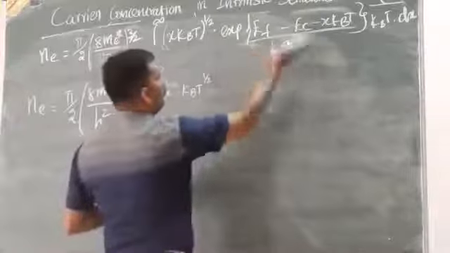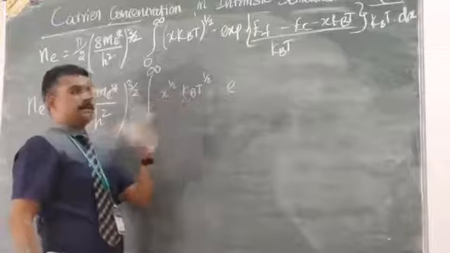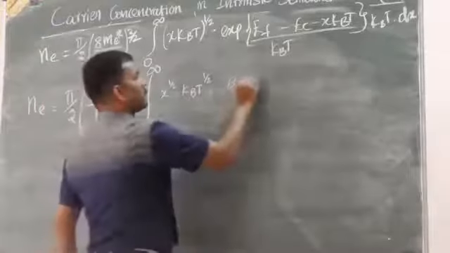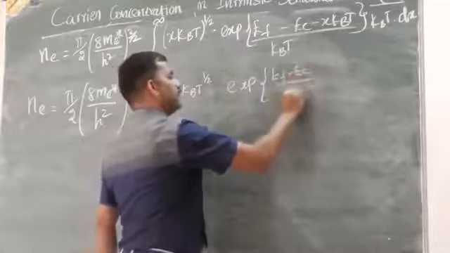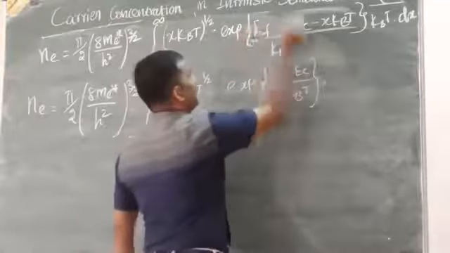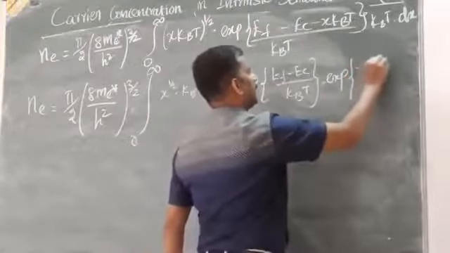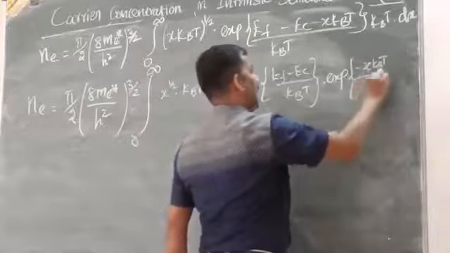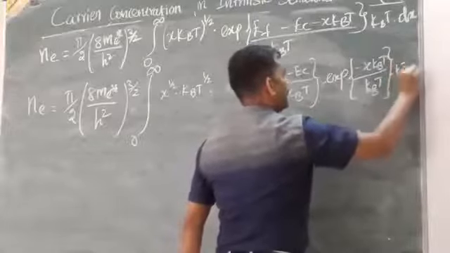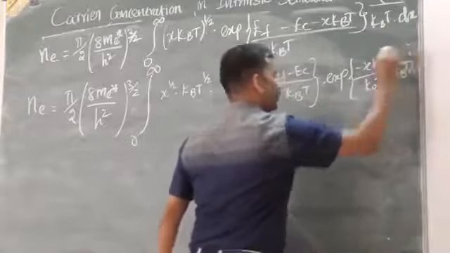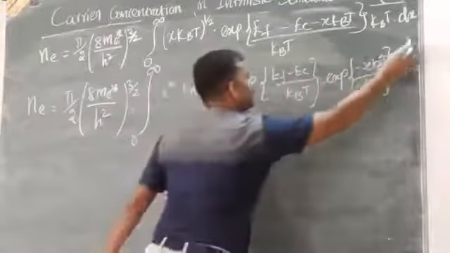Yes. Now we need to separate these two. I am going to separate the exponential term into two. That is exponential of (Ef minus Ec) by kBT is one term. Another term is the exponential of minus x kBT divided by kBT, and we have kBT dx. Right, here kBT power 1, here kBT power half, so we can write kBT power 3 by 2.